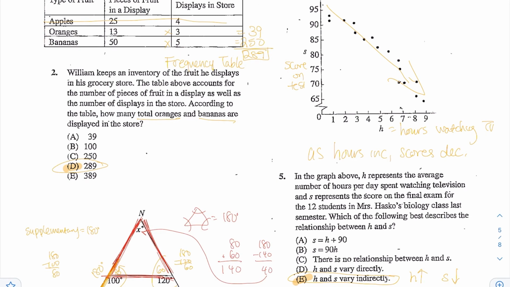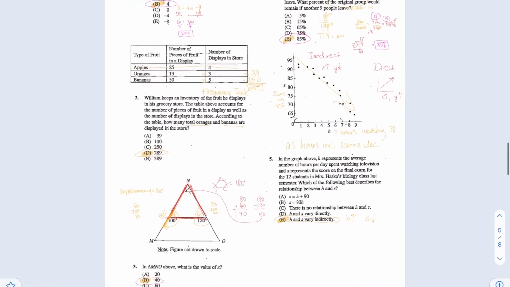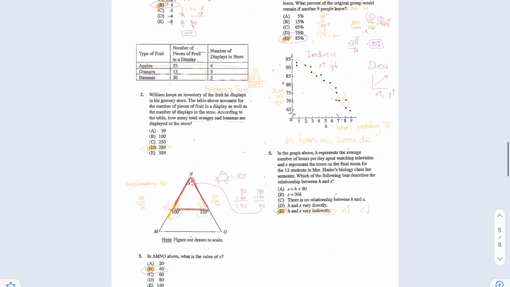It's not a direct relationship. A direct relationship would actually have a positive slope, where X goes up, Y also goes up. So that's direct. This is indirect, because X goes up, Y goes down. So it has a negative slope. All right, and here's the answers for this page.